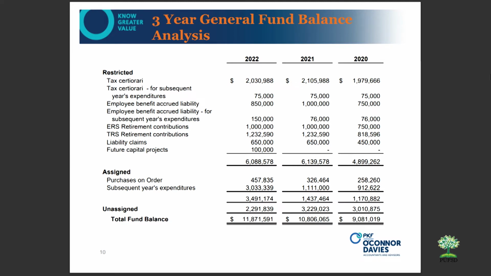Then you have money set aside for retirement contributions, the employees' retirement system and the teachers' retirement system. So you have $1 million, the same as last year, set aside. So obviously right now the stock market's not doing too well.